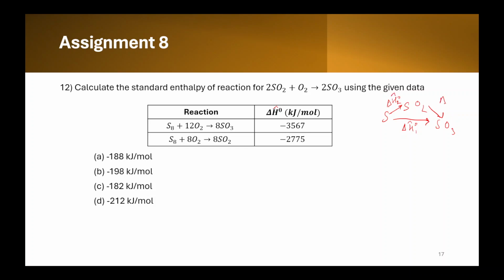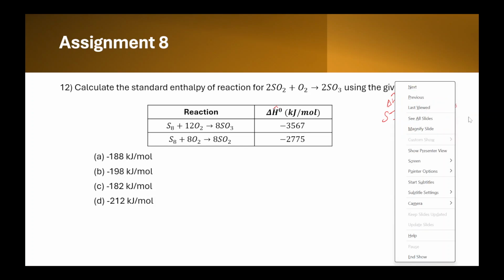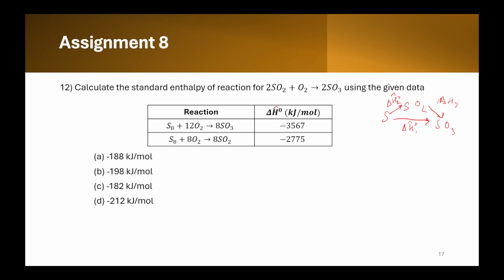And this is delta H3 naught cap. So if we look at this, delta H2 naught cap plus delta H3 naught cap is equal to delta H1 naught cap. So if we need to compute this part, if we only look at this, we can write this as delta H1 naught cap is equal to delta H2 naught cap plus delta H3 naught cap.